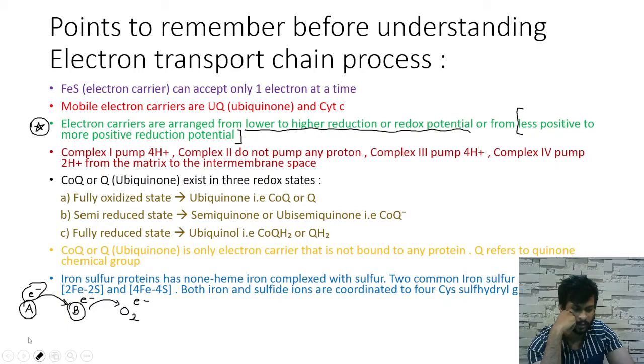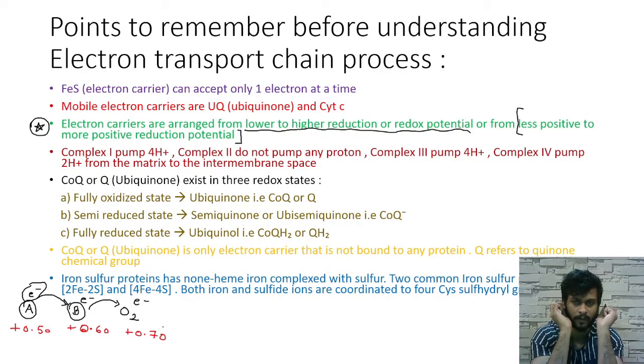Suppose I randomly plug in some values. For example, the reduction potential for electron carrier A is 0.50, for B 0.60, and for C, oxygen, 0.70. We know that a negatively charged electron will be attracted more by a more positively charged thing. We know that.